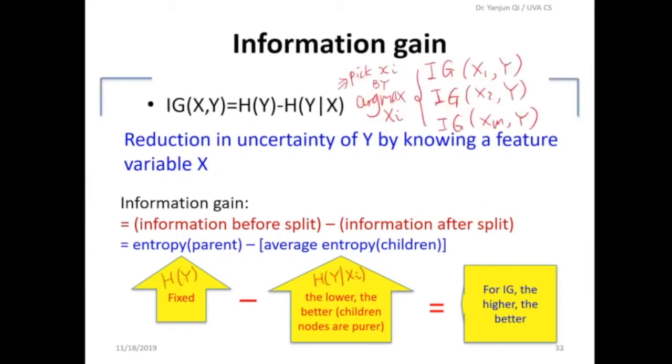So then how do you pick it? Essentially you just do this. You calculate the information gain of the x1 variable after the split with my y, and the information gain of the x2 variable with the y, and the information gain of the xm variable with the y. So it's exactly H(y) minus H(y) conditioned on different x. Whichever is the largest, that's the x you pick to split.